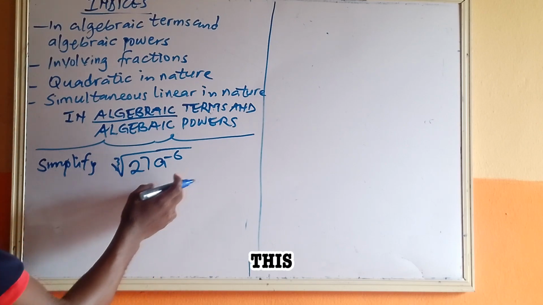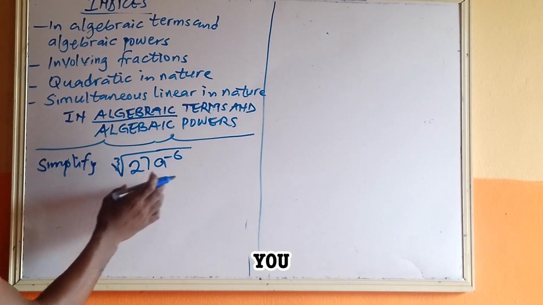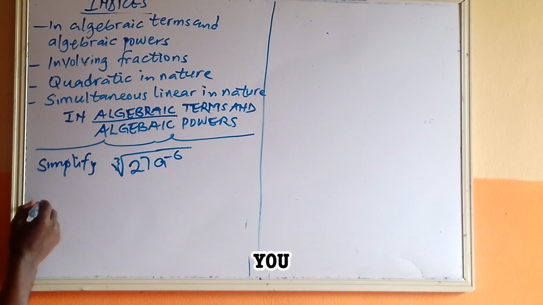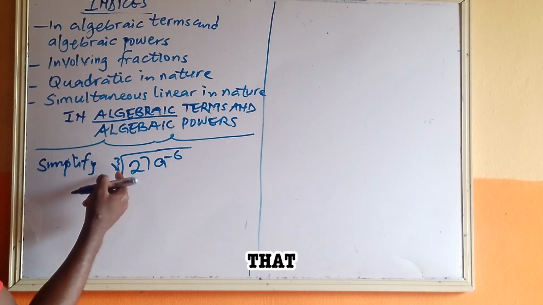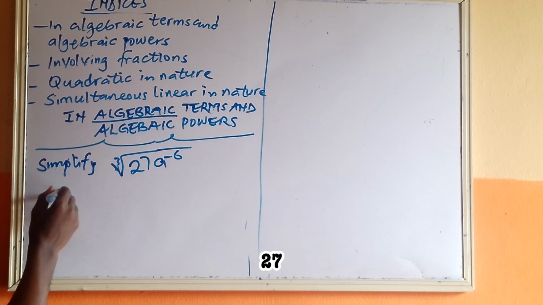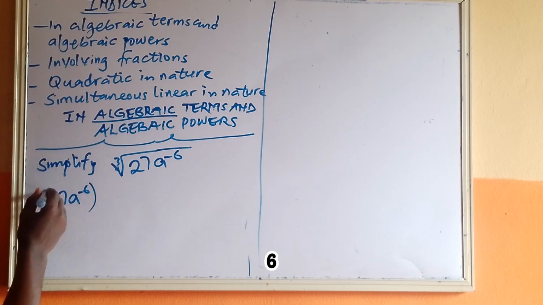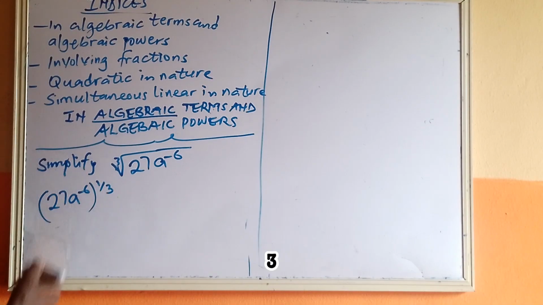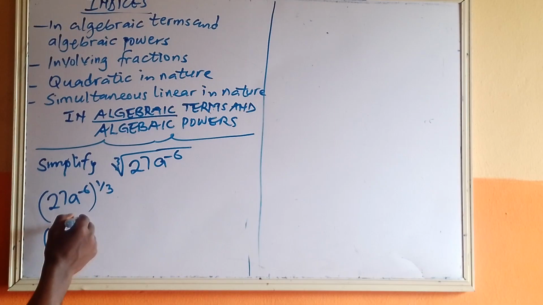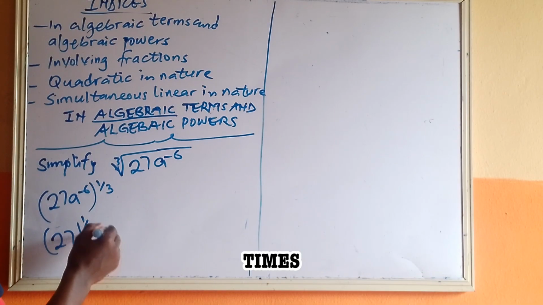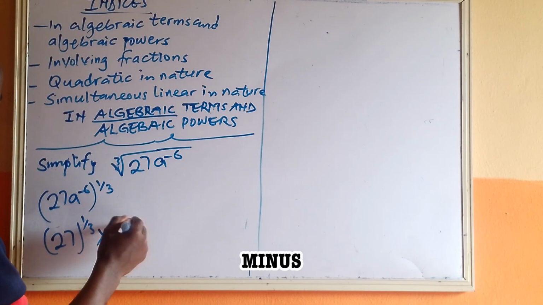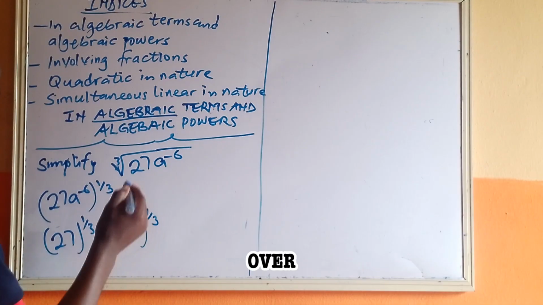So how to solve this? All what you need to do is you have to split it. Remember that this cube root is written as saying 27 is power minus 6, everything is power 1 over 3. So therefore you splitted them, you are going to be having 27 raised power 1 over 3 times a raised power minus 6 into 1 over 3.